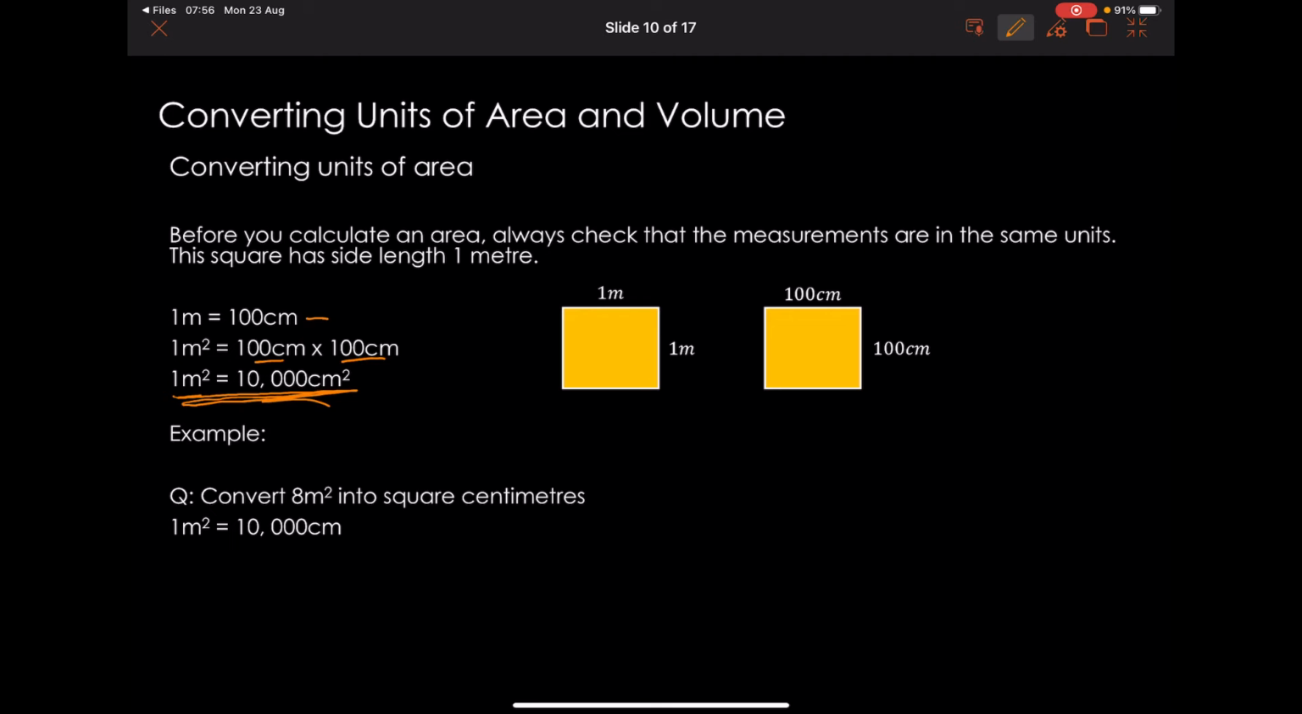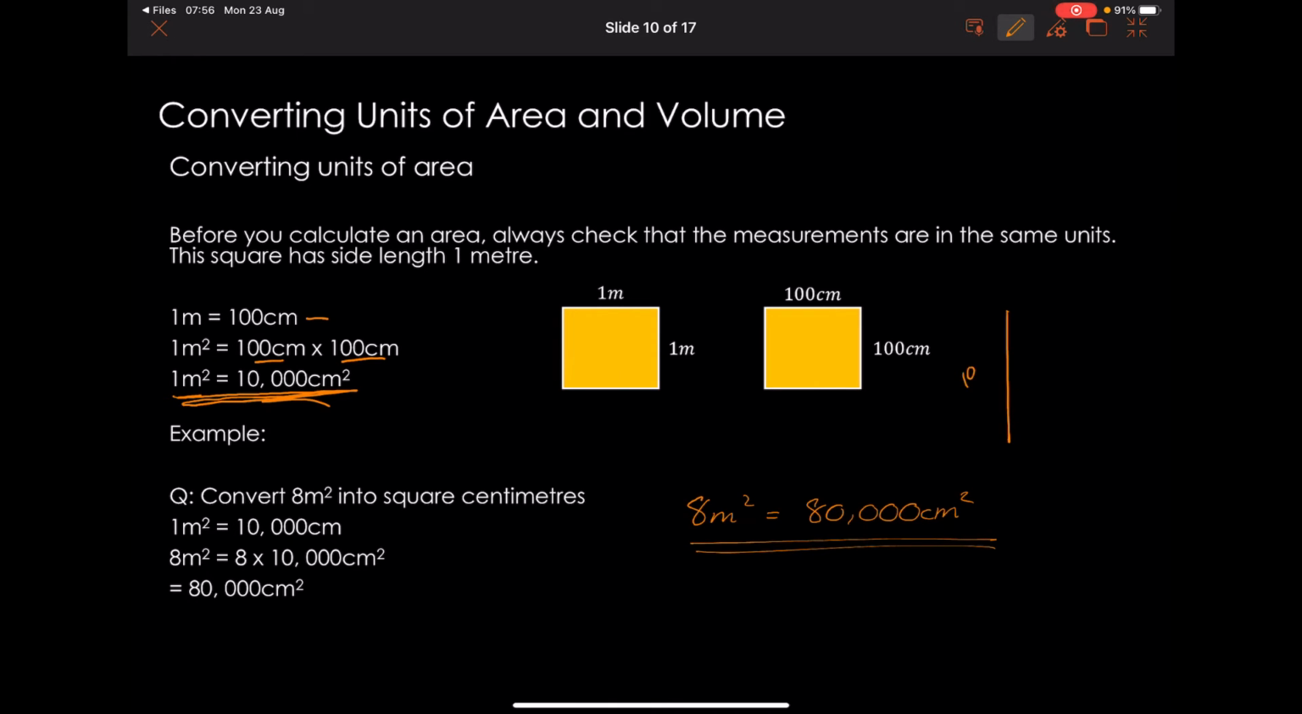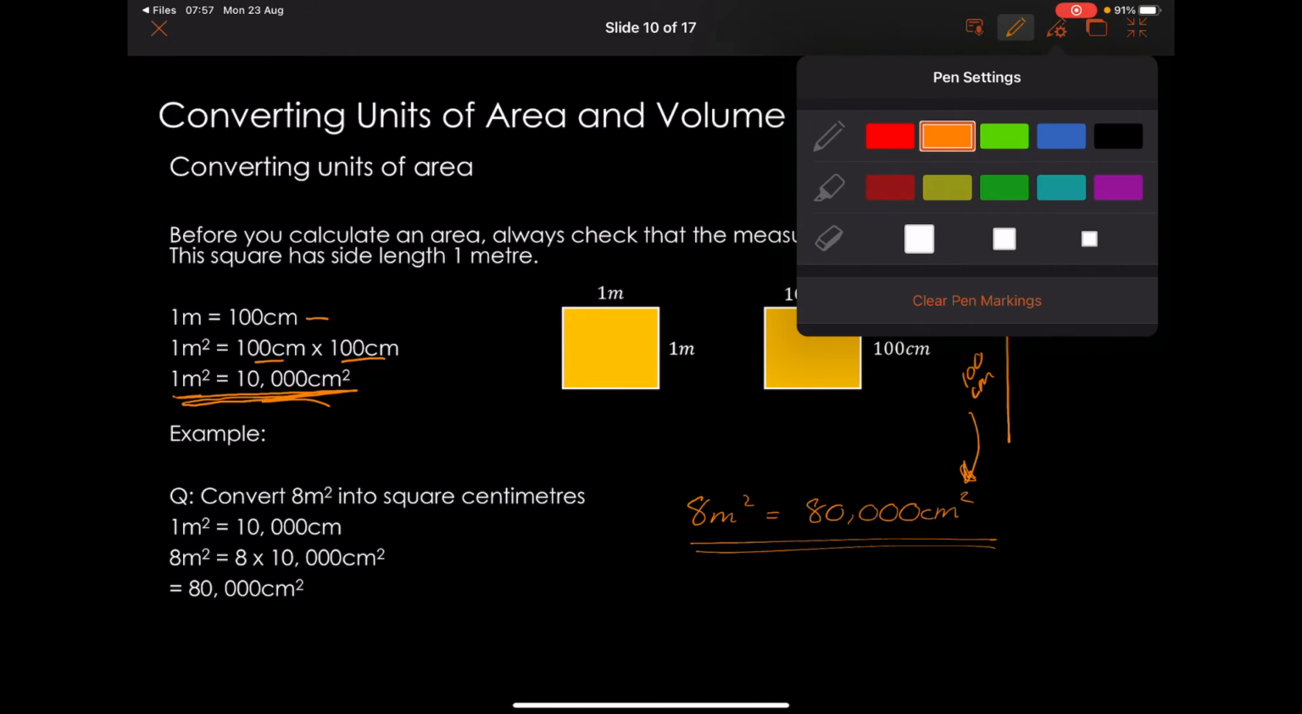And if 1 meter squared is 10,000 centimeters squared, then 8 meters squared must be 8 times 10,000 centimeters squared, which is 80,000 centimeters squared. So 8 meters squared is the same as 80,000 centimeters squared. Because in every meter, we have 100 centimeters. So if it's 8 meters squared, we need to make sure we're converting in the right way.